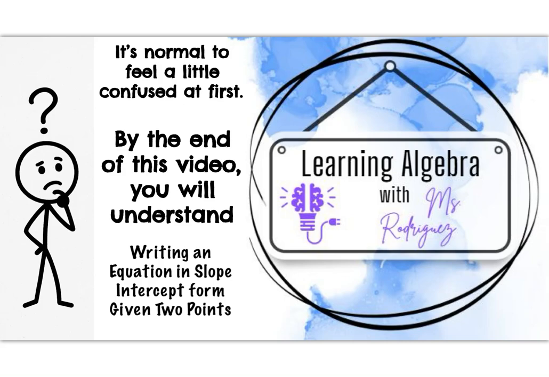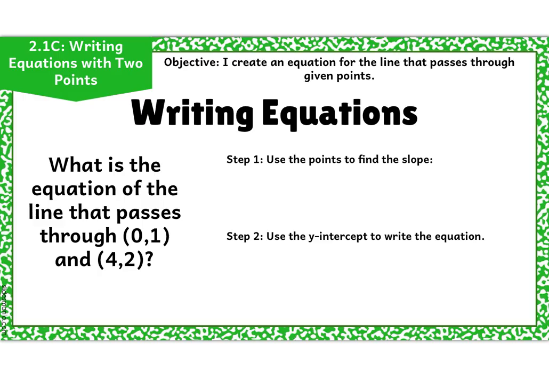By the end of this video, you will understand how to write an equation in the slope-intercept form given 2 points. So here we want to go over writing equations using 2 points. Recall when we are given 2 points, we want to first find the slope using our slope formula.